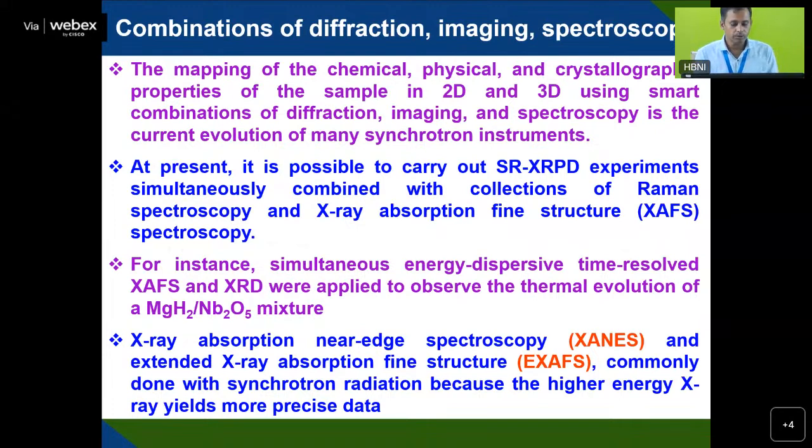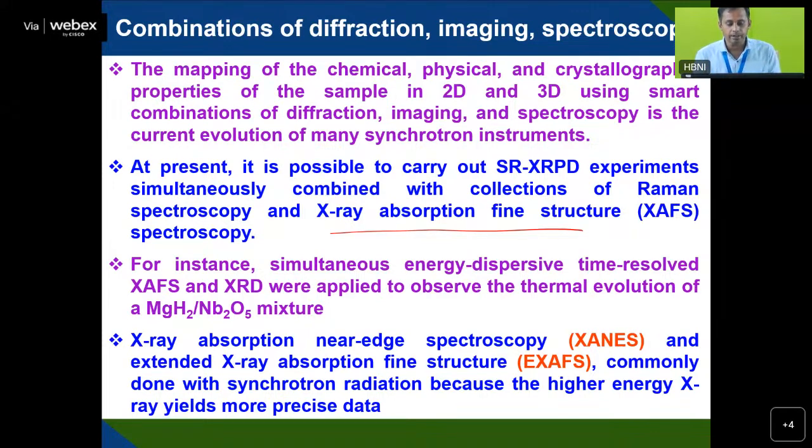For example, at present it's possible to carry out synchrotron XRD experiments simultaneously with the collection of Raman spectroscopy or X-ray absorption fine spectroscopy, which we will study now. So X-ray absorption fine spectroscopy can be combined with synchrotron XRD, so you will get better information.